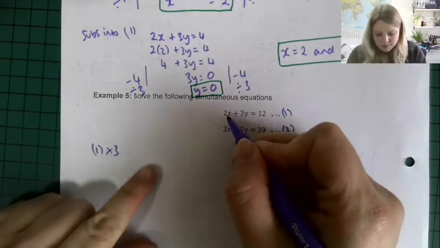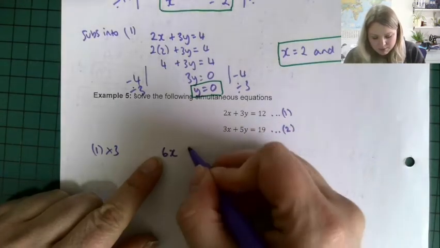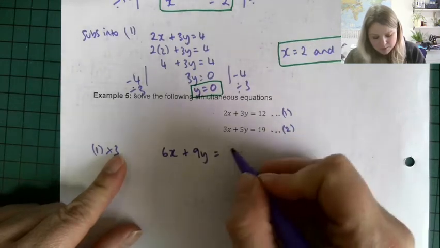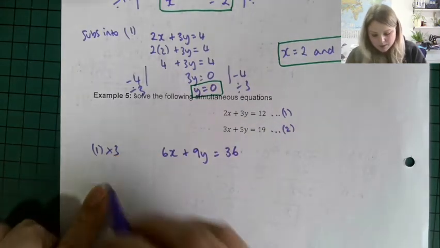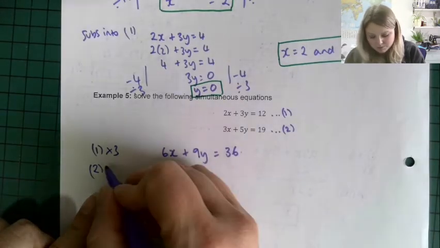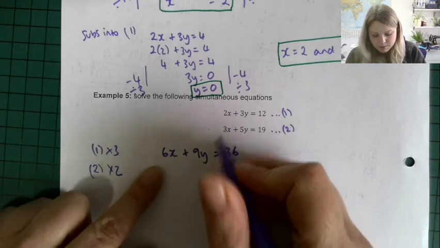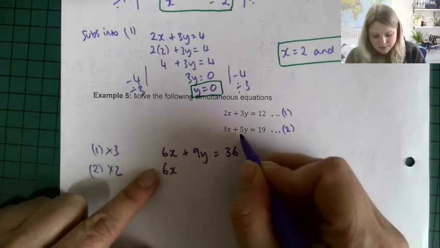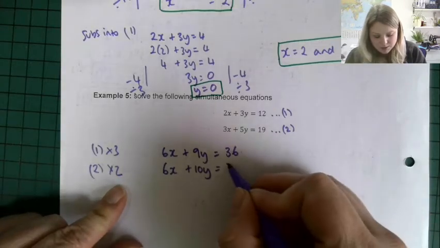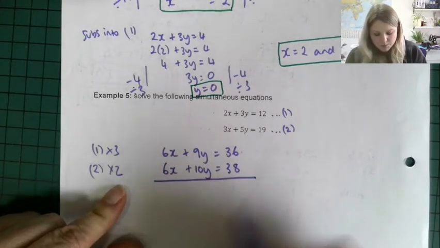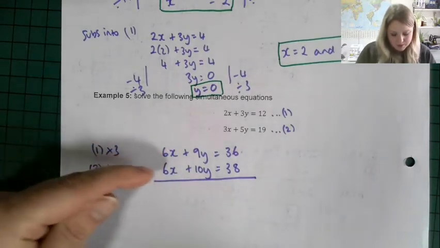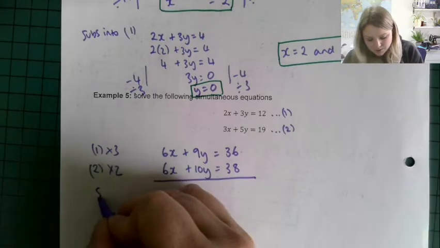So 2x multiplied by 3 gives me 6x, plus 3y, which is being multiplied by 3, which is 9y, 12 multiplied by 3, 36. Equation 2, if I'm trying to get 6x here, I'm going to have to multiply through by 2. So 3x multiplied by 2 gives me 6x, 5y multiplied by 2 is 10y, 19 multiplied by 2 is 38. Okay, signs are the same, so we subtract. Check it, 6x take away 6x, yep, 0. So subtract.